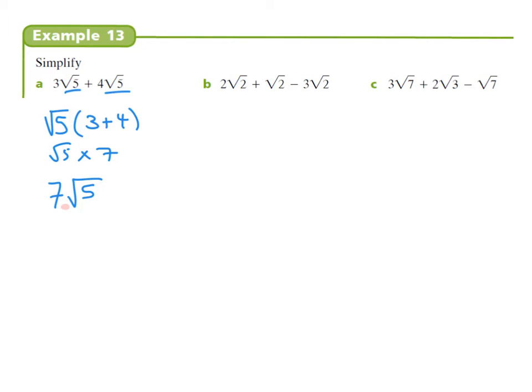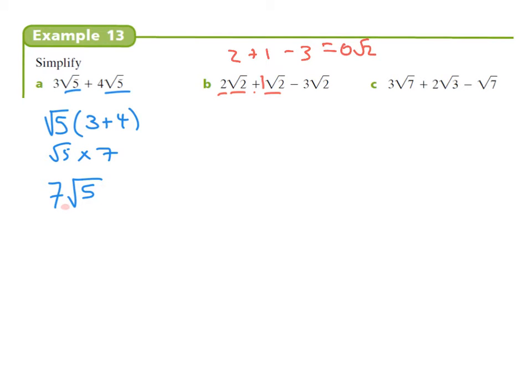Okay, next one over, we have 2 lots of square root 2 plus 1 of square root 2, right? There's no 1 in front of it, but that's implied, minus 3 lots of square root 2. So the lots of square root 2 is all the same in each of those 3 terms. We have 3 terms. We're adding 2 and 1 of those terms and subtracting 3. All of them have an amount of square root 2. So actually we have 2 of them plus 1 of them, take 3 of them. So actually we have 0 of them by the time we do all that. 0 lots of square root 2.